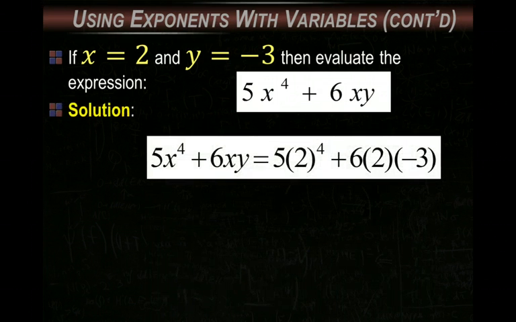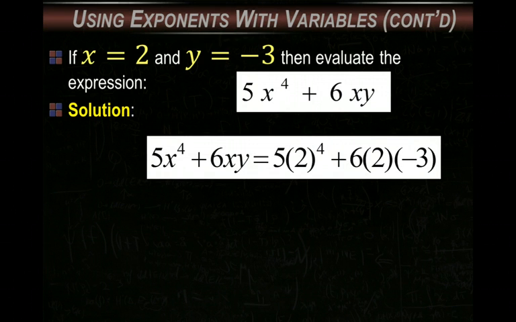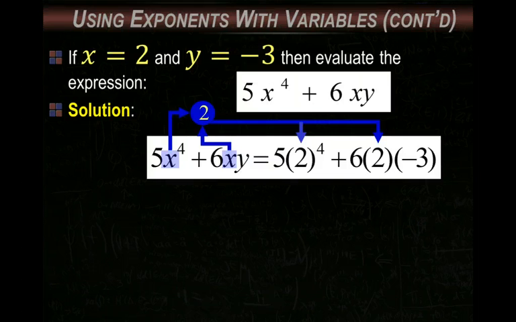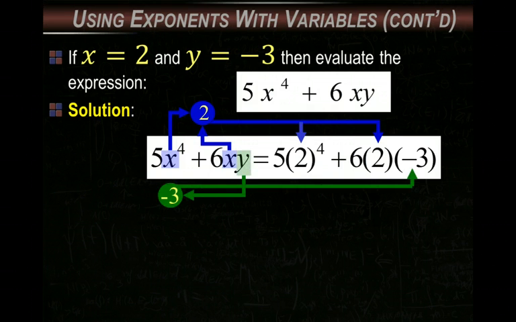Okay? What I'm going to do is I'm just going to write this now by putting the 2 in there. So all I did was I took those x's and I replaced them with 2's. So where it was 5x, it's now 5 bracket 2. And right here it was 6x, it's now 6 bracket 2. And I do the same with the y. I know the y from up here is negative 3, so instead of putting a y, I put a negative 3.